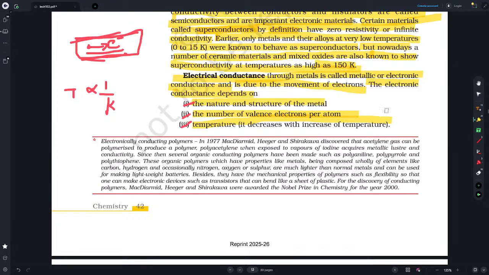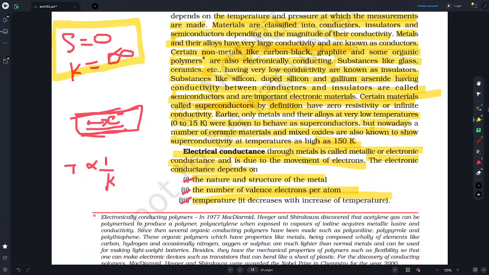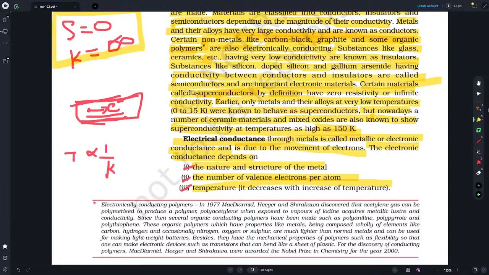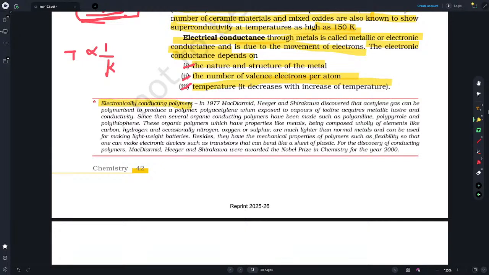Here they gave something about polymers, non-metals like carbon, graphite, and some organic polymers. Normally non-metals are non-conductors or insulators, but some non-metals like carbon black, graphite, and some organic polymers conduct, and they gave an explanation. Electronically conducting polymers: in 1977, MacDiarmid, Heeger, and Shirakawa discovered that acetylene gas, C2H2, can be polymerized to produce a polymer. Polyacetylene, when exposed to vapors of iodine, acquires metallic luster and conductivity.